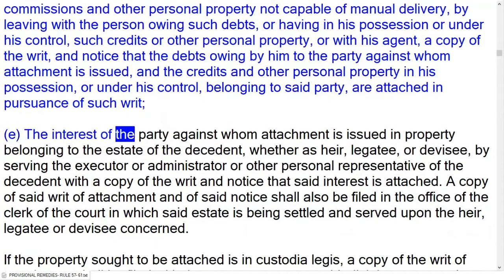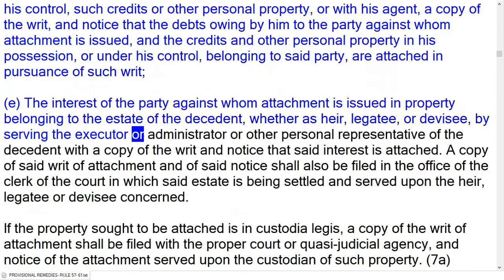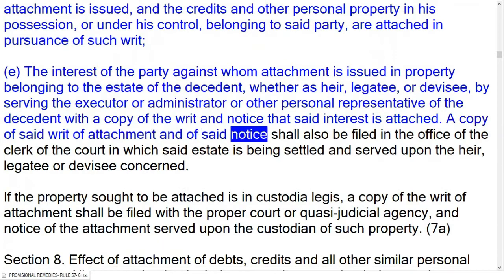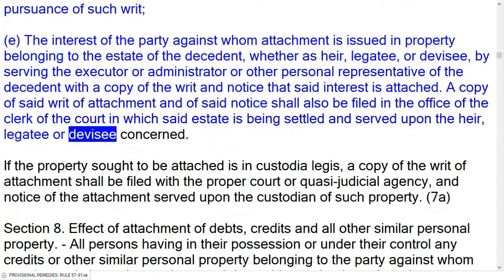E. The interest of the party against whom attachment is issued in property belonging to the estate of the decedent, whether as heir, legatee, or devisee, by serving the executor or administrator or other personal representative of the decedent with a copy of the written notice that said interest is attached. A copy of said writ of attachment and of said notices shall also be filed in the office of the clerk of the court in which said estate is being settled and served upon the heir, legatee or devisee concerned.